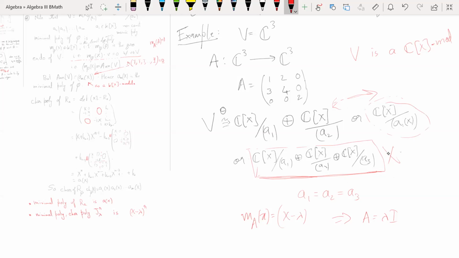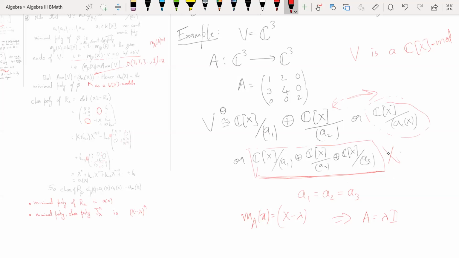For a general matrix, you know that the characteristic polynomial and the minimal polynomial are the same. So there are no other factors, there's only one factor. But for some special matrices, the characteristic polynomial and minimal polynomial are different.